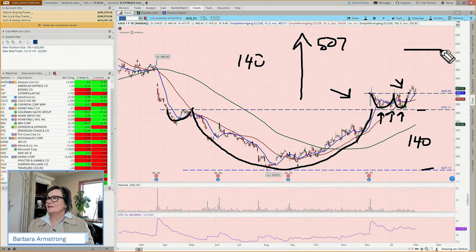Right around here. Which, given this chart, doesn't look that insane, does it? So it's now broken out above this little pattern and come back. So we had the breakout and the retest here. And so this is an expensive stock at $415 a share.